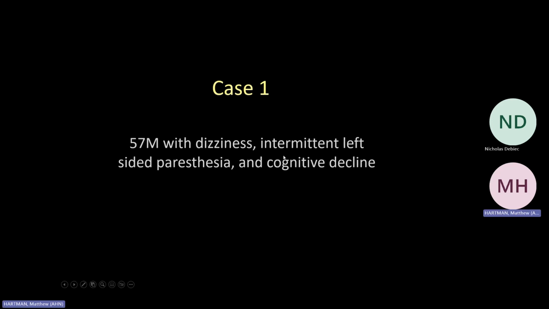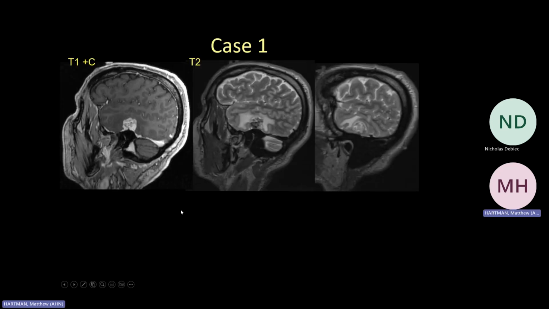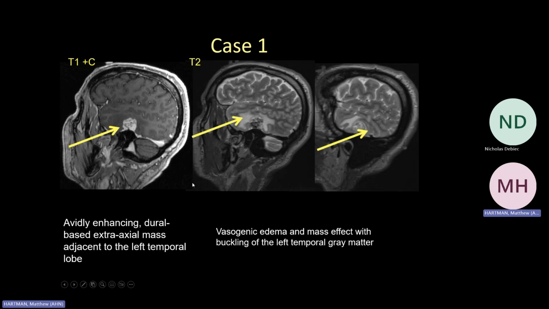So, 57-year-old, dizziness, left-sided paresthesia, cognitive decline. We can realize this is an MRI. The bones are dark. Things are lighting up, so we think it's T1 with contrast. Here we're seeing some CSF, so T2. And what are the findings? Well, we have a large mass. Looks like it's right there. So extraaxial, right on the temporal lobe. There's some edema around it, which we see on the T2.